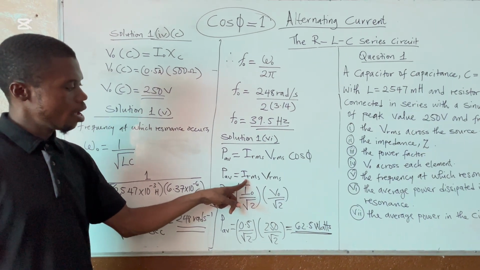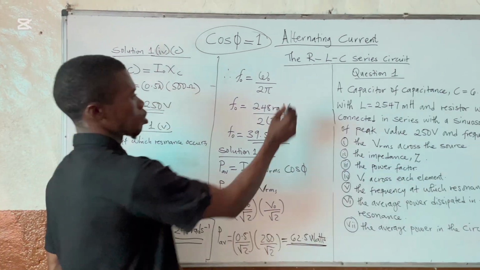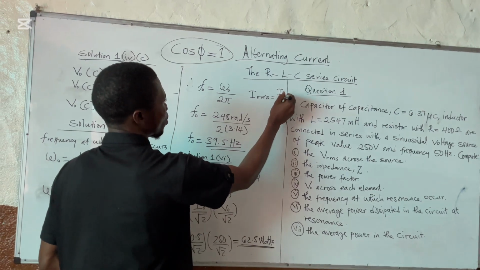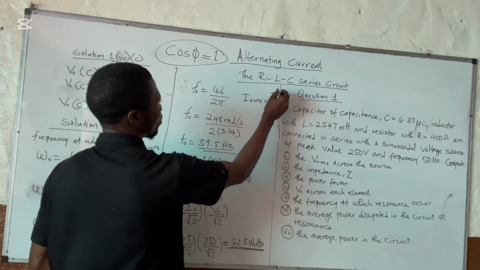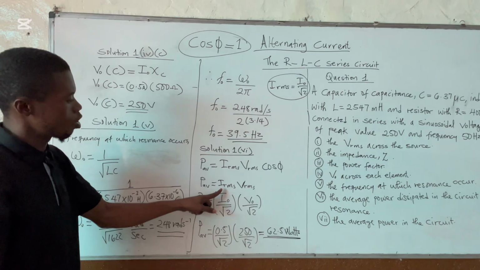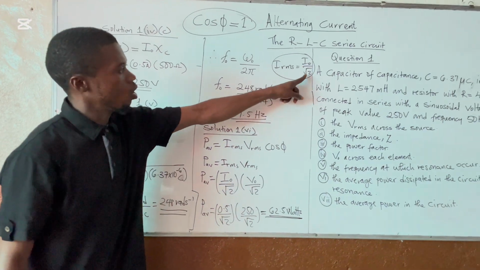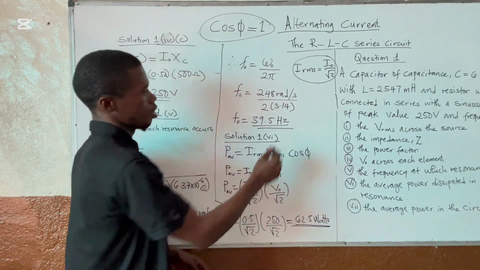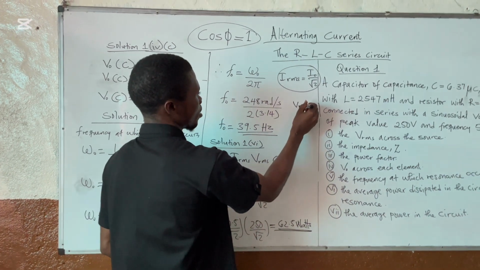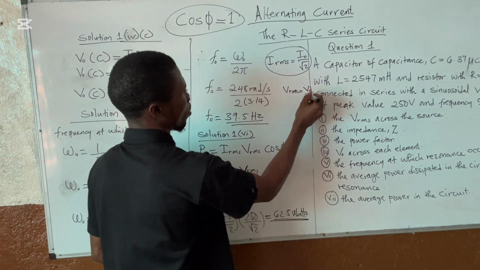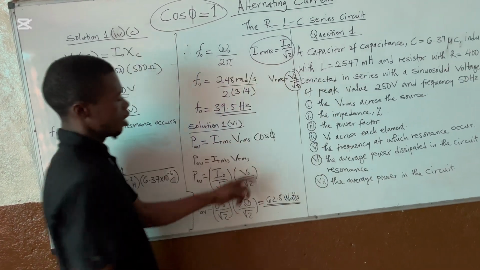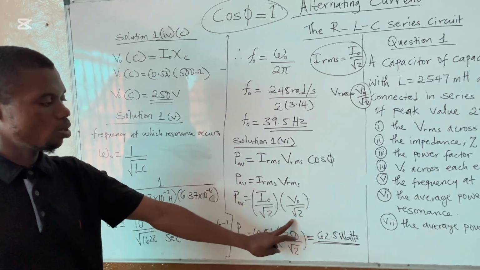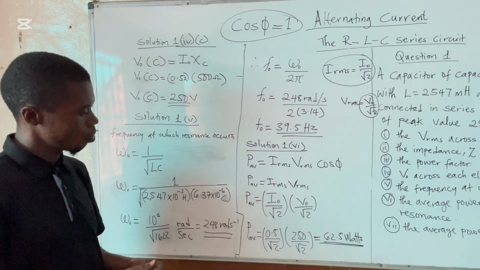The root mean square current is equal to I naught over the root of 2. So in the place of I rms, we put I naught over the root of 2 right here. The same thing for the root mean square voltage: V rms equals V naught over the root of 2. So in the place of the root mean square voltage, we insert V naught over the root of 2. Then we plug in their values.